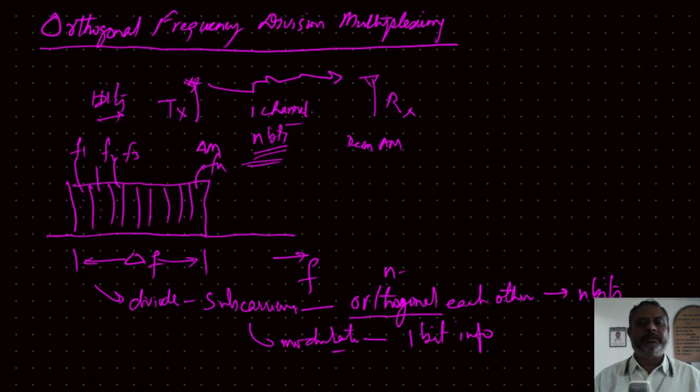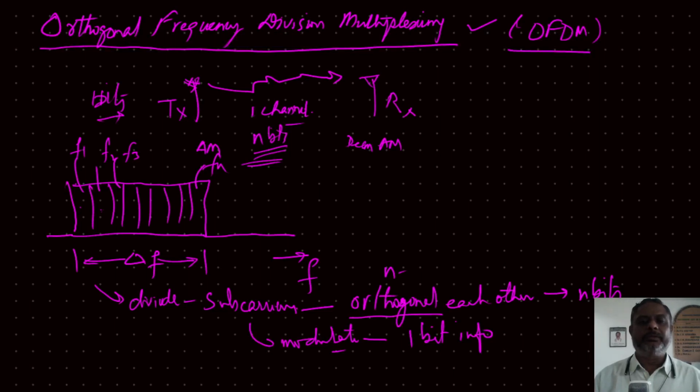And this method or technique is called orthogonal frequency division multiplexing, or in short, OFDM. It is very much in use in mobile communication, 4G, 5G and all.